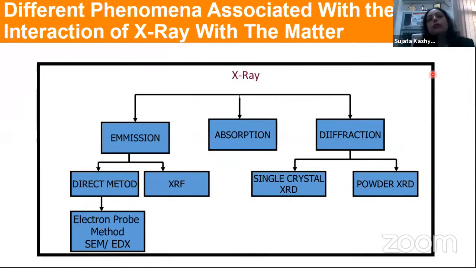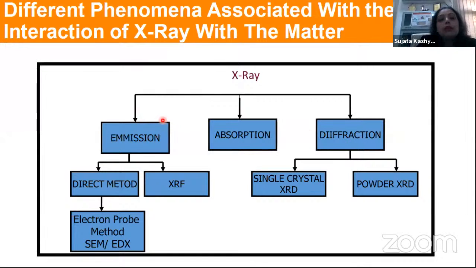Whenever X-ray interacts with any matter or material, many phenomena can take place. It could be emission, absorption, or diffraction. We human beings are very intelligent. We are always thinking about how we can use these phenomena for making techniques and utilize those techniques for identifying our molecules. So similarly here, when X-ray interacts with any material, the phenomena could be emission, absorption, or diffraction.